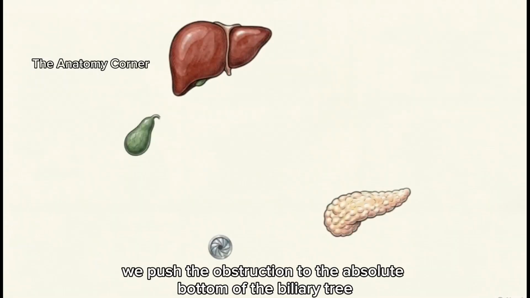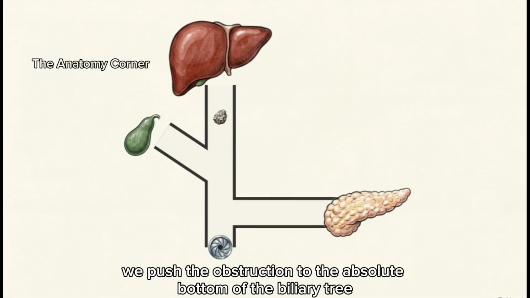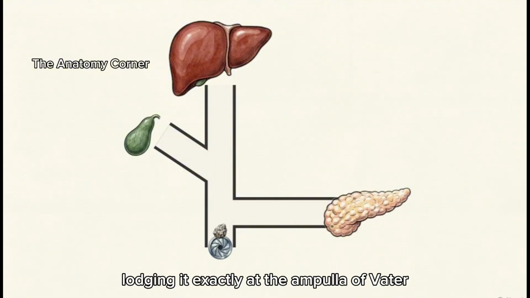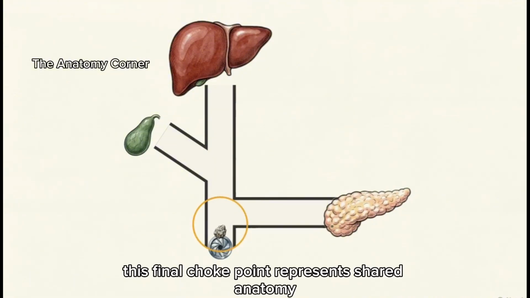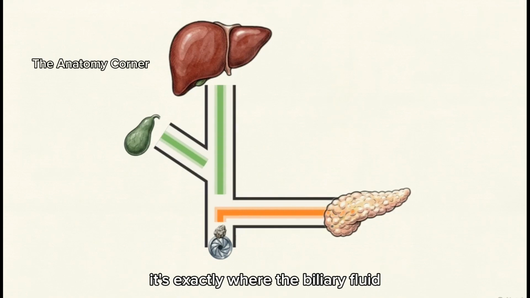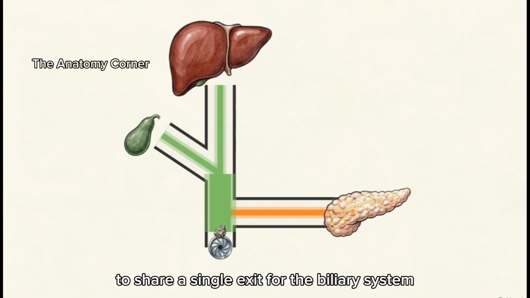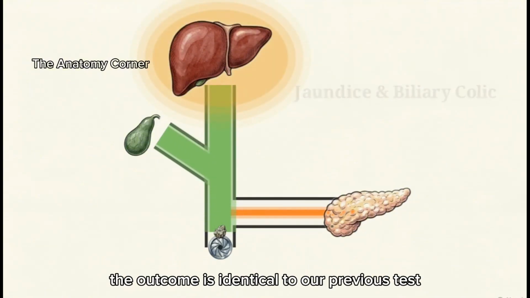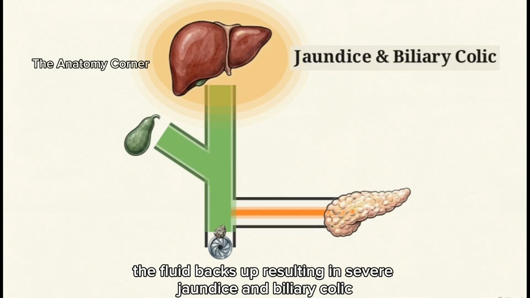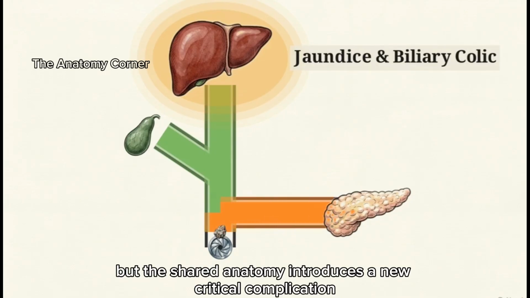Finally, we push the obstruction to the absolute bottom of the biliary tree, lodging it exactly at the ampulla of Vater. This final choke point represents shared anatomy. It's exactly where the biliary fluid and digestive juices from the pancreas converge to share a single exit. For the biliary system, the outcome is identical to our previous test. The fluid backs up, resulting in severe jaundice and biliary colic. But the shared anatomy introduces a new, critical complication.